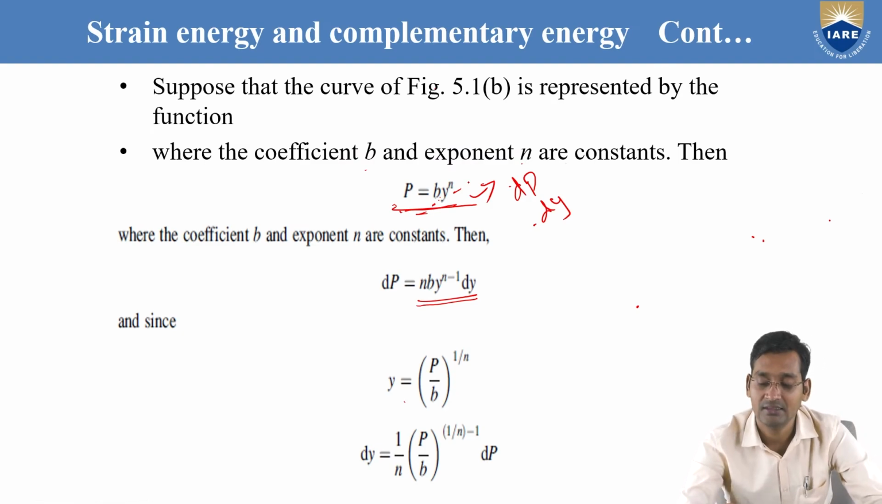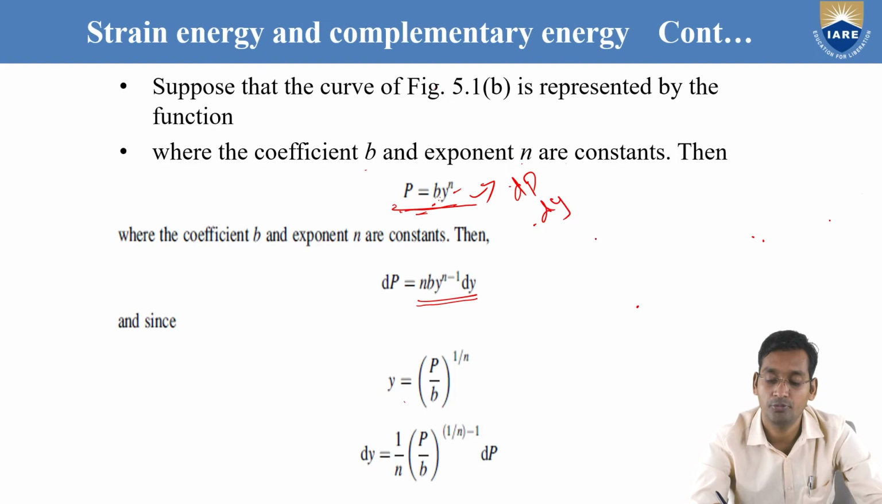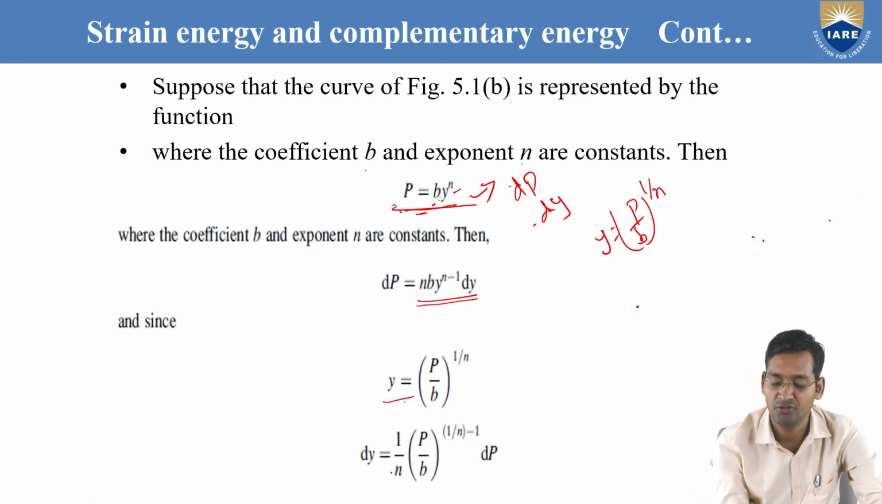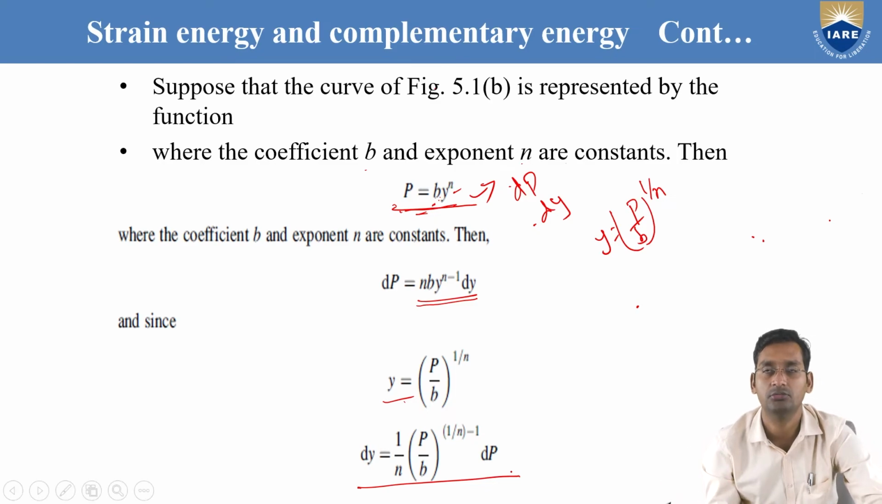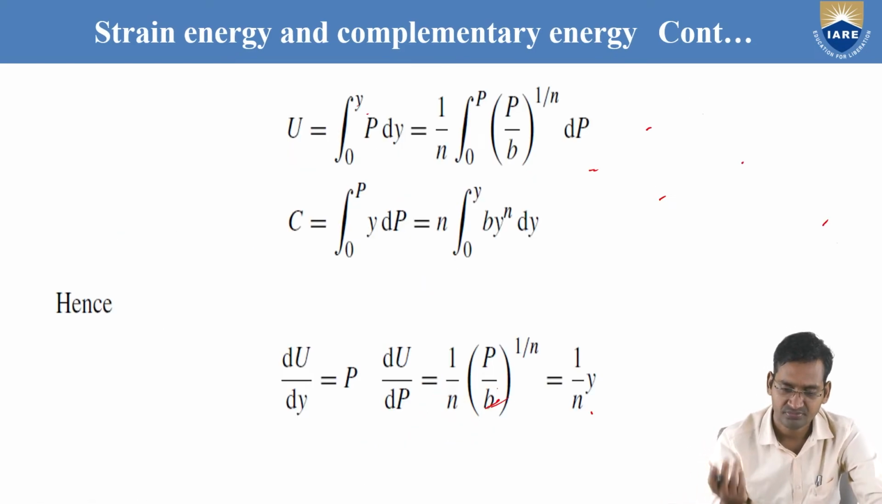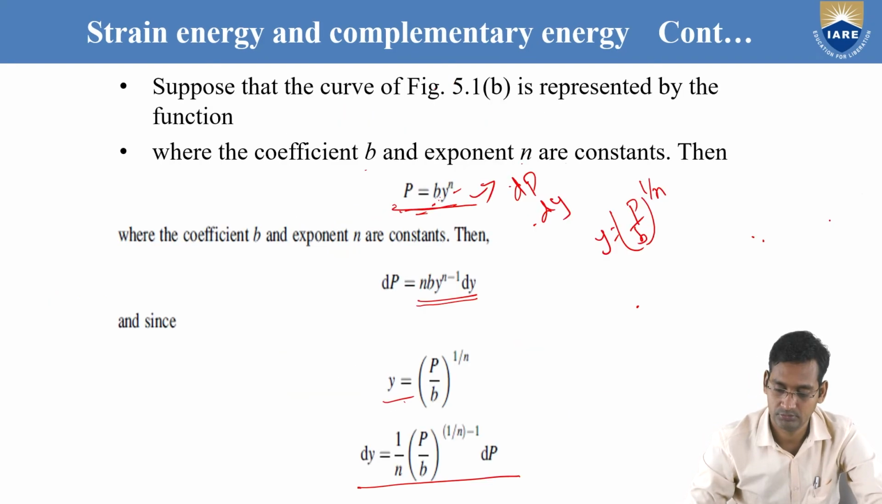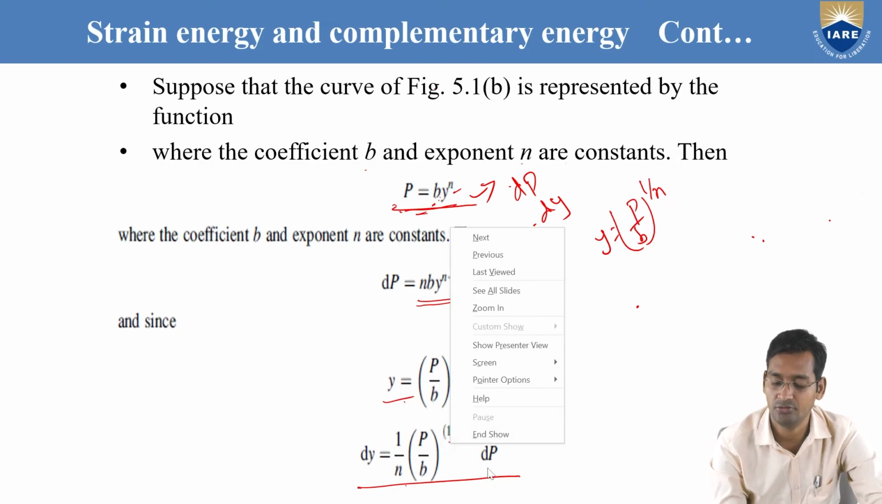Okay, and then because we have to find the y value, so this becomes what? y equals (p by b) to the power 1 by n. Right, now just differentiate. So here this is y, differentiate, after differentiation we got this one, right? Now here, let's see, 1 by n, (p by b) to the power 1 by n minus 1 dp.